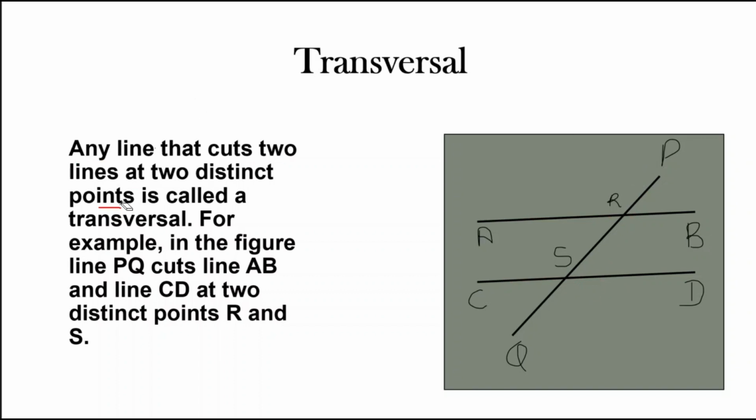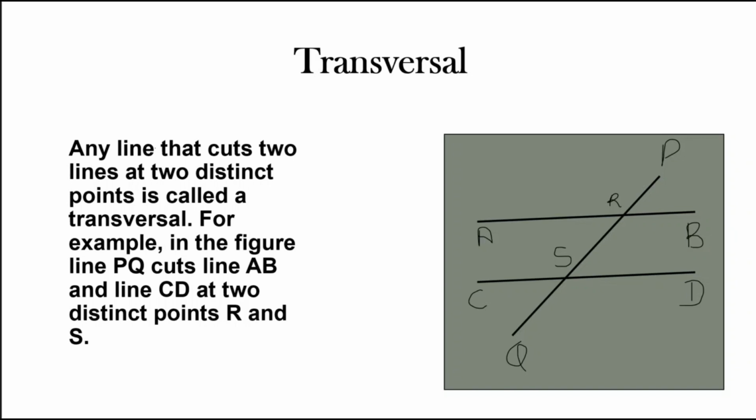For example, if there are two lines, AB and CD, then PQ should touch AB and CD. Since there are two lines, there should be two points of intersection. Suppose there are three lines, AB, CD and EF. Then a transversal would be such a line which would be touching the first line at one point, the second line at another different point, and the third line at some other point. There would not be any common point of intersection. So such a line would be called a transversal. I hope it's clear.